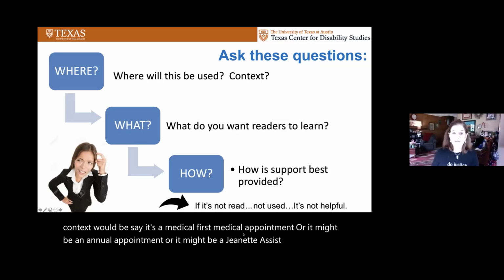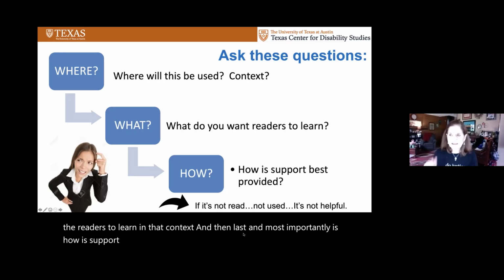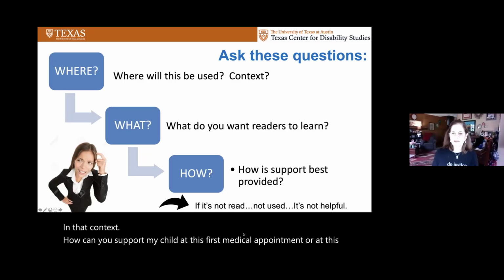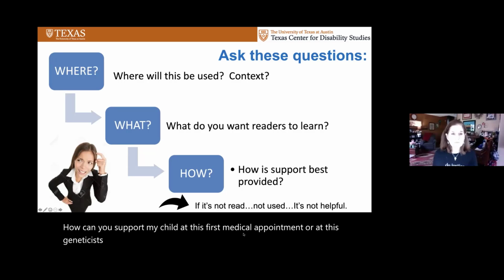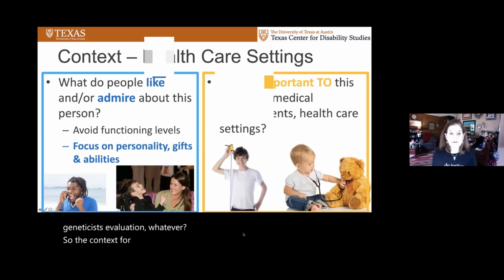Where's the context? Where's it going to be used? And what do you want the readers to learn in that context? And then last and most importantly, how is support best provided in that context? How can you support my child at this first medical appointment or at this geneticist evaluation, whatever? So the context for this talk today would be healthcare settings.